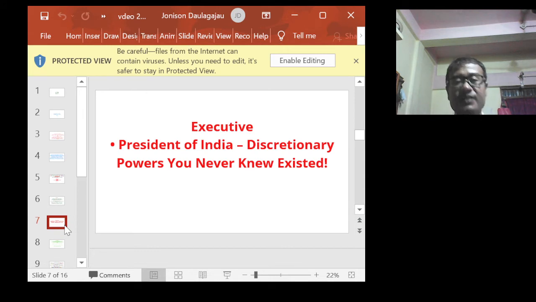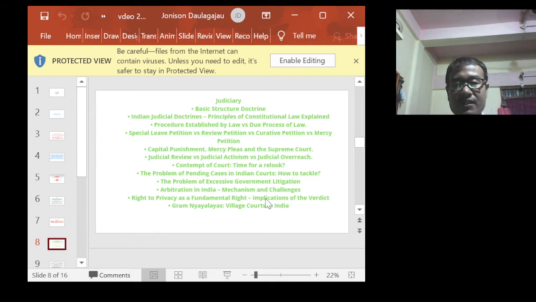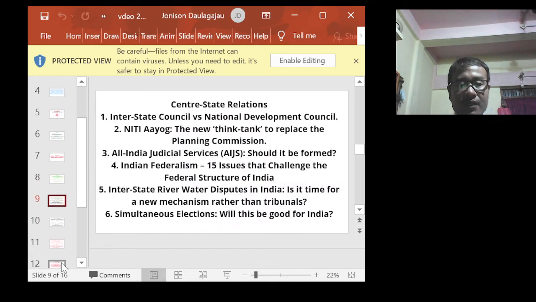Executive: President of India, discretionary powers you never knew existed. Judiciary: basic structure doctrine. So already I talked all about this. Center-state relations: Inter-State Council versus National Development Council, NITI Aayog, the new think tank to replace the Planning Commission, All India Judicial Service, should it be formed, and Indian federalism. 15 issues that challenge the federal structure of India, interstate river water disputes in India. Is it time for a new mechanism rather than tribunals? Simultaneous elections, will this be good for India?